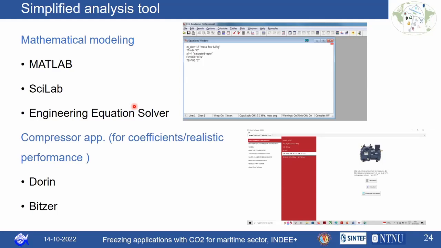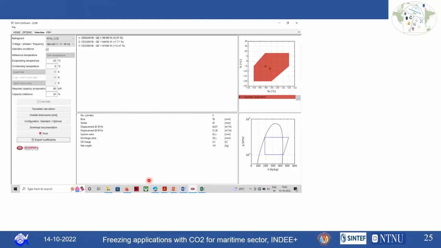You can actually select a compressor and do the simulation based on the compressor. For that you can download the compressor software. CO2 compressors are manufactured by companies like Dorin and Bitzer, and they have their own software. In these softwares you can put in your values, whatever your cooling capacity, evaporating temperature, and condensation temperature, and you will get your required compressors.